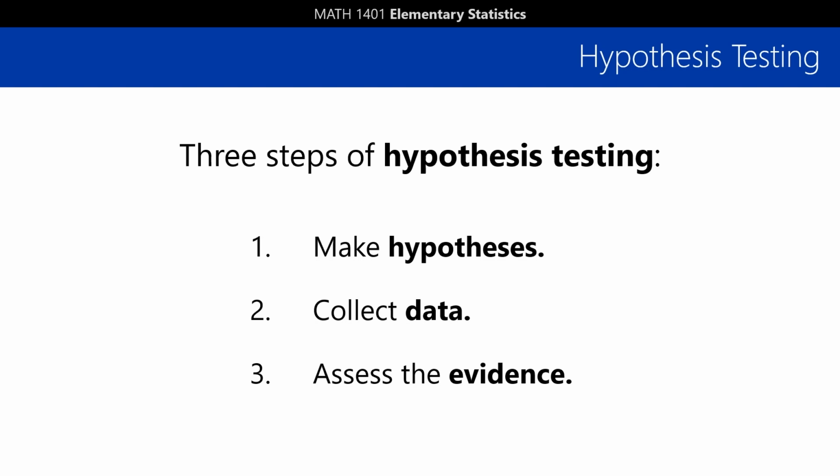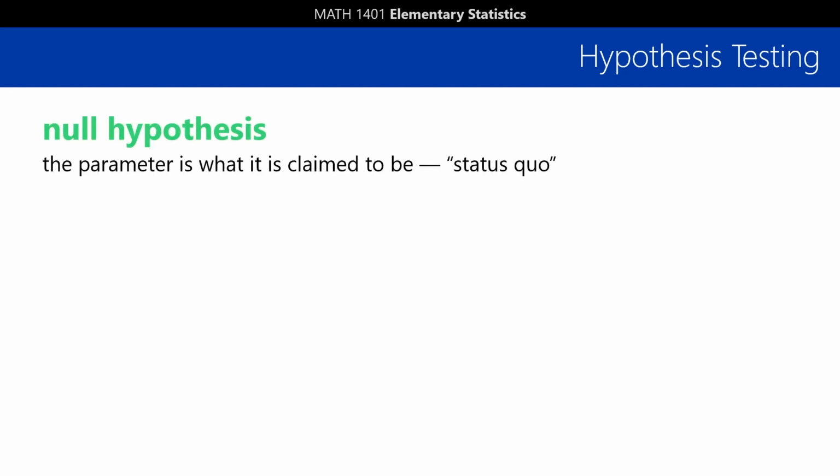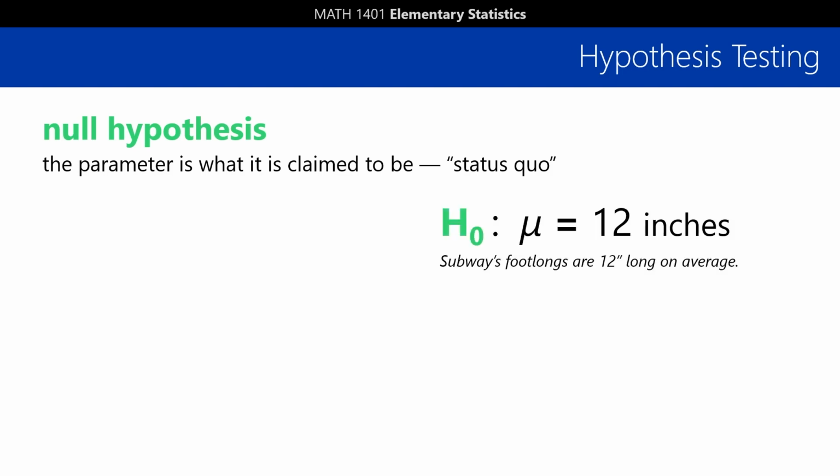So let's see what this looks like for our foot-long sandwich problem. To begin with, we need to come up with two hypotheses. The first hypothesis is called the null hypothesis, and it states that the parameter we're investigating is exactly what it's claimed to be. It's essentially upholding the status quo. In our case, the null hypothesis is that the average length of Subway's footlongs is 12 inches, exactly what Subway claims it is. Nothing is out of the ordinary, basically, hence the name null hypothesis. We usually use the symbol H0 to represent the null hypothesis.